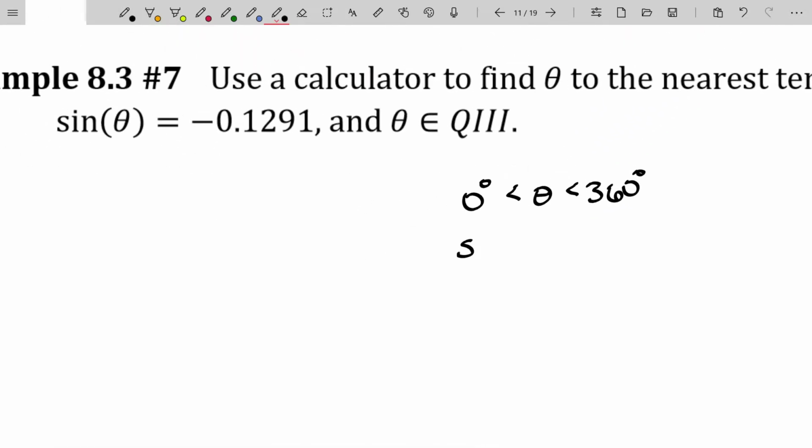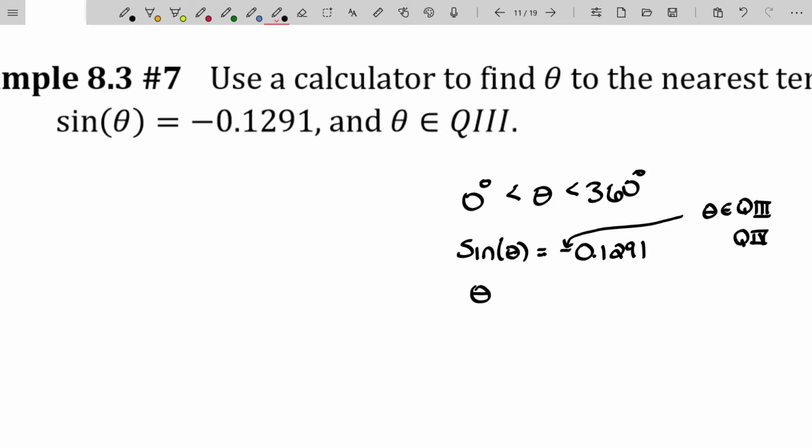Then the second condition is that the sine of theta is equal to negative 0.1291. Okay, that's my second condition. And by the way, the fact that it is a negative number means that theta will either be in quadrant 3 or quadrant 4. So without reading the rest of the problem, I know that's the case.